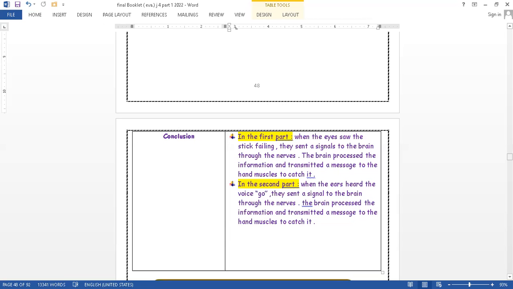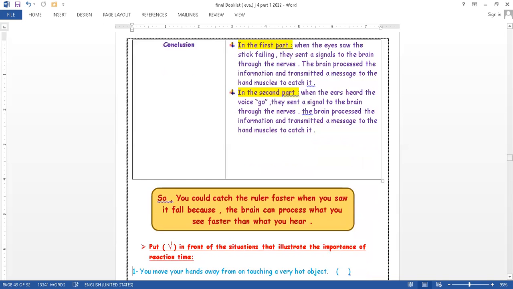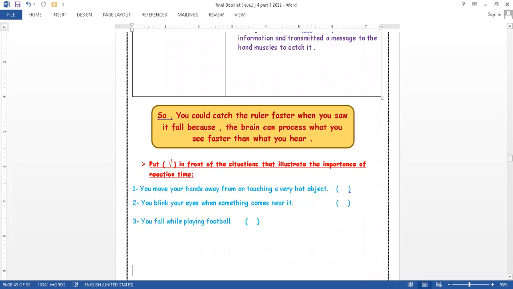But in the second one, the organ responsible for sending these specific messages is the ears. Why? Because in the second one, we closed his eyes. So we conclude that catching the ruler by depending on the sight will be faster than depending on the ears or the hearing sensory.